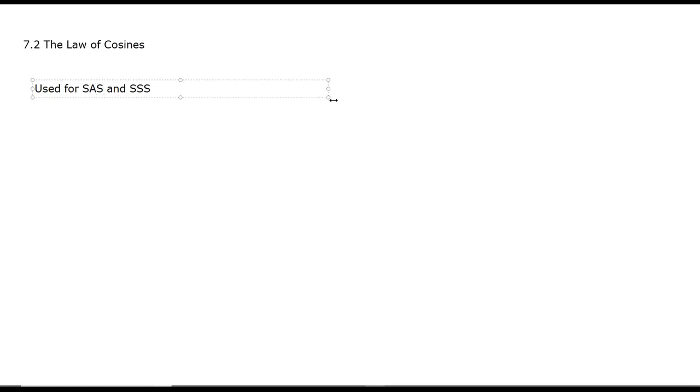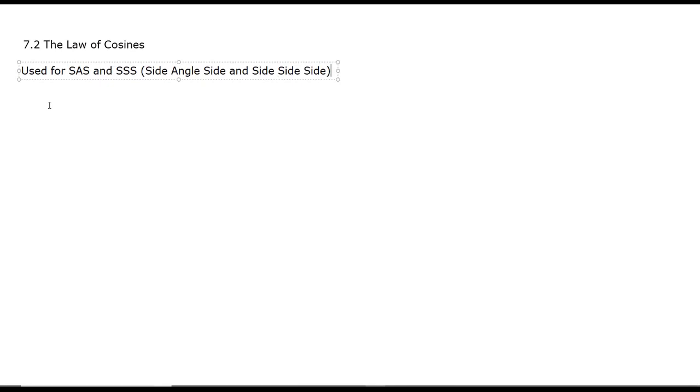Now remember, S's mean sides and A's mean angles. So that's side, angle, side, and side, side, side. So we use the law of sines when we have two angles. That was the first set of examples we did. Those are the easiest. There was always one answer. If you have two angles, you can always find the third by doing 180 minus the other two. Then you can always find the other two sides by using the law of sines. Then we got into the side-side angle case.